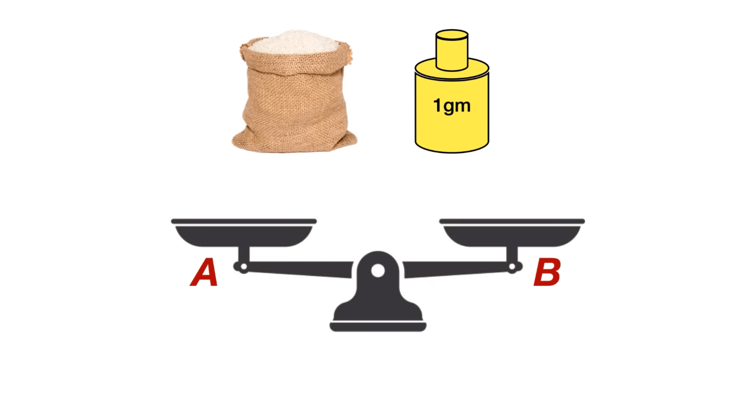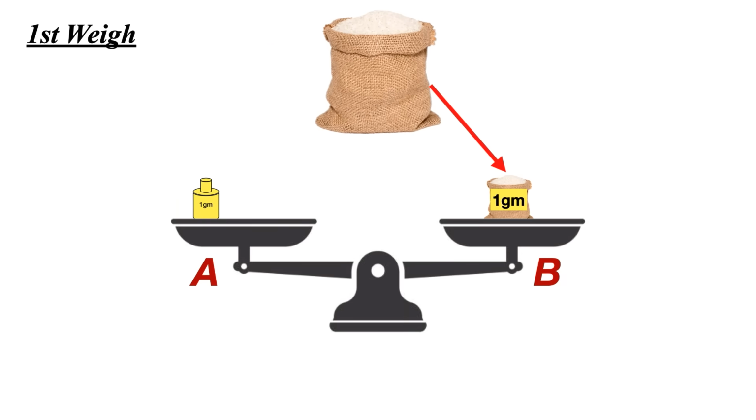So the actual solution to this problem is we can get 1 kg rice in 10 ways. But how? Let me explain in steps now. In the first way, put the 1 gram weight, which is available with us, in pan A versus 1 gram rice in pan B. So here the 1 gram rice obtained in the first way is moved to pan A.